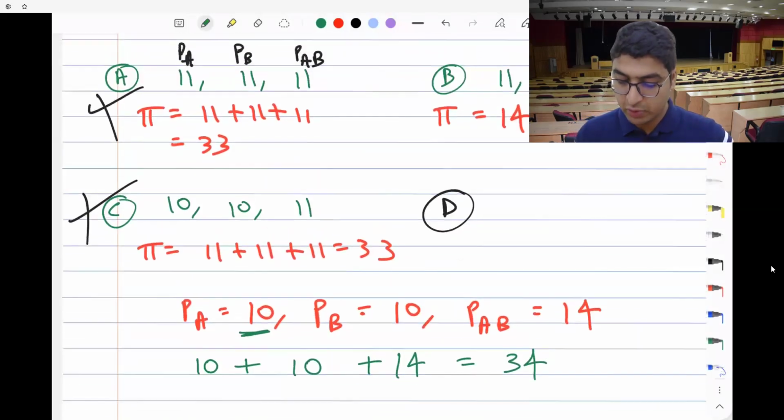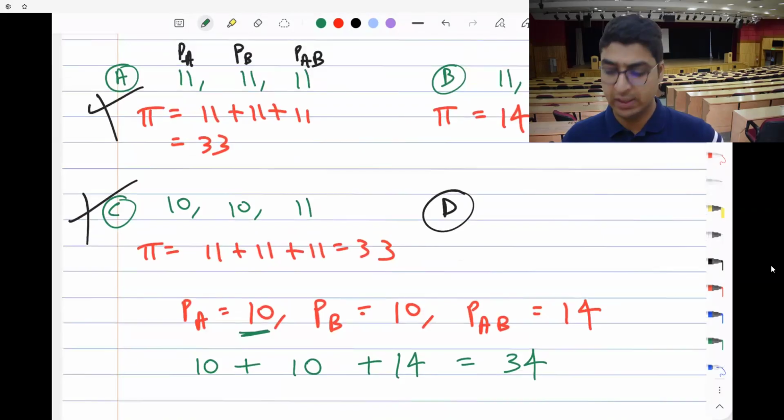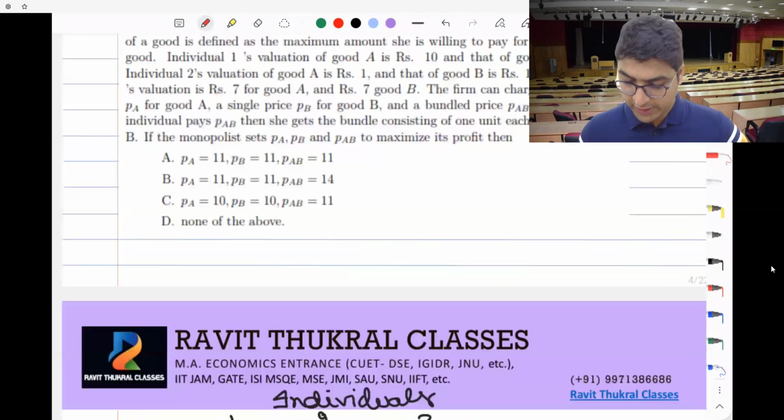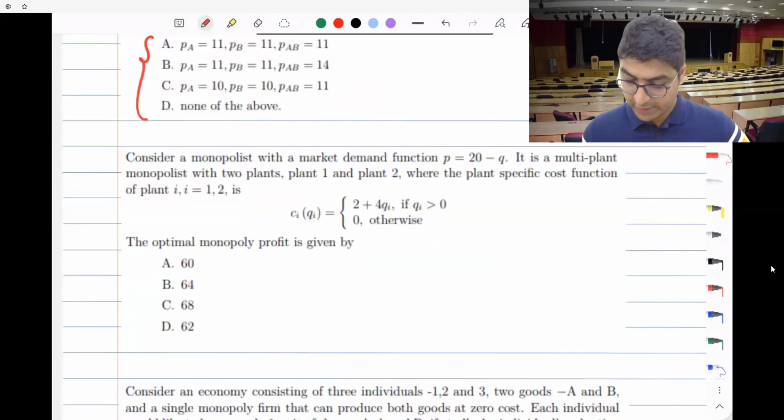So this is giving us more profit as compared to option A and B. So that's why None of the above is the correct option. Okay. Moving on to the next question. Here it is.